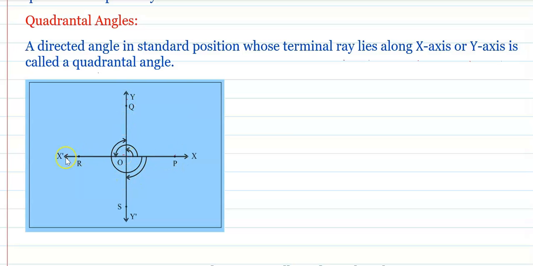Angle POR is a quadrantal angle because its terminal ray OR lies on the negative x-axis, that is, it lies on the axis. Angle XOS is also a quadrantal angle because its terminal ray OS lies on the negative y-axis. Hence the definition: a directed angle in a standard position whose terminal ray lies along the x-axis or y-axis is called a quadrantal angle. म्हणजे त्यांचे टर्मिनल रे हे ऍक्सिस वरती असले पाहिजे.